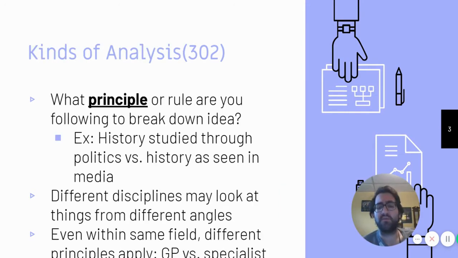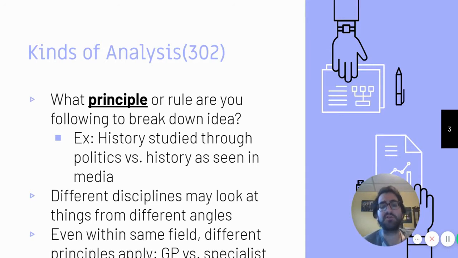The key is what principle or rule are you following to break down that idea? And the easiest way to understand this is almost like a pair of glasses, like a lens that I put on. History might look different if you look at it from the point of view of a country that is colonizing versus a country or a people that is being colonized.